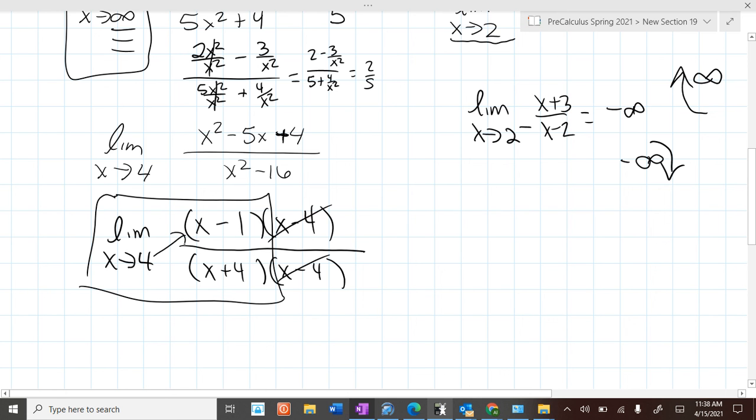Now if we stick in a 4, we get 4 minus 1, which is 3, over 4 plus 4, which is 8. The limit is 3/8.